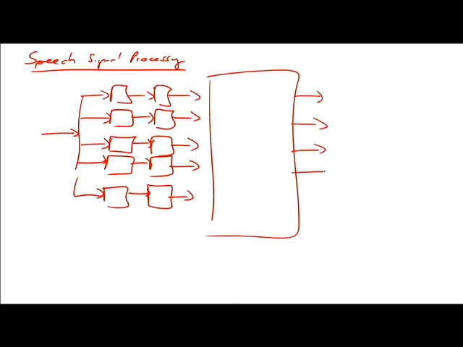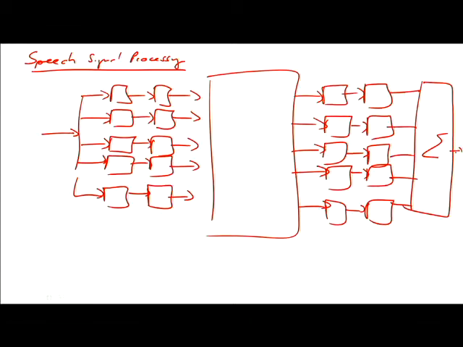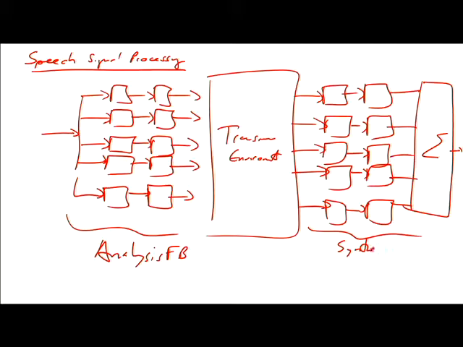And then what happens is, if you want to reconstruct it, use your synthesis filter bank. So you have these guys. Okay? And so the arrangement is you have the analysis filter bank first. You have your transmission environment. Okay? And then you have your synthesis filter to basically reconstruct your audio or speech signal, right? And this is called a subband coder. Okay?